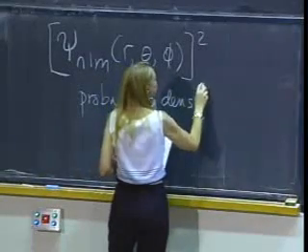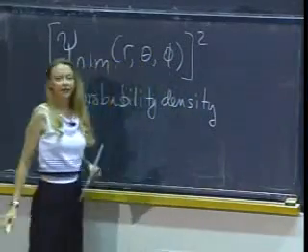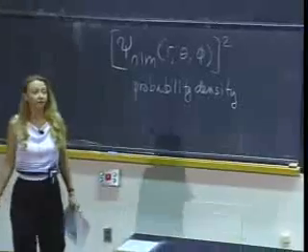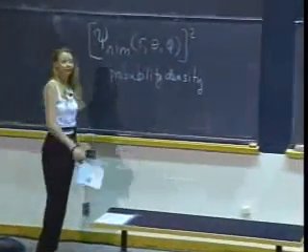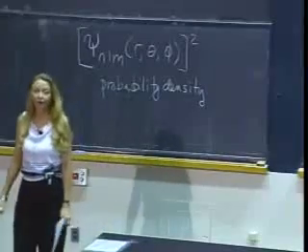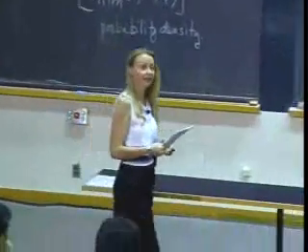This means this has units. This has units of inverse volume. Right? It's a probability per unit volume. That's very important. It's not a probability, but a probability per unit volume.